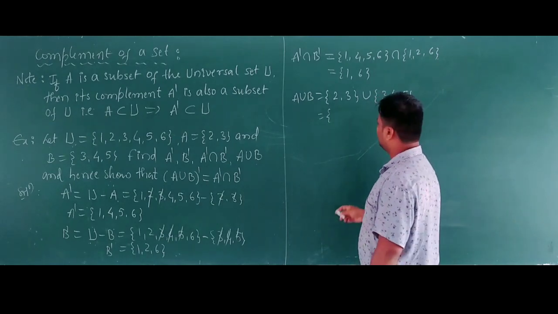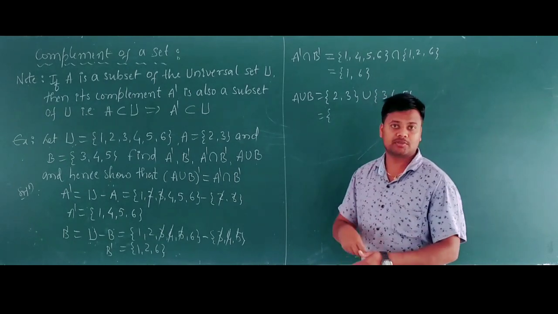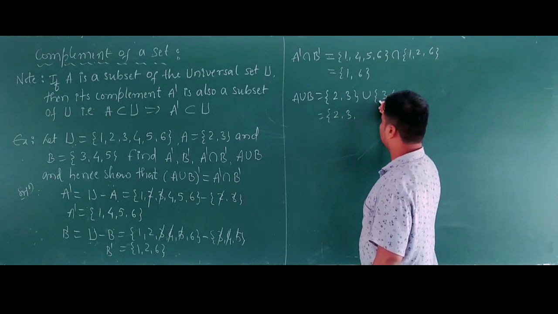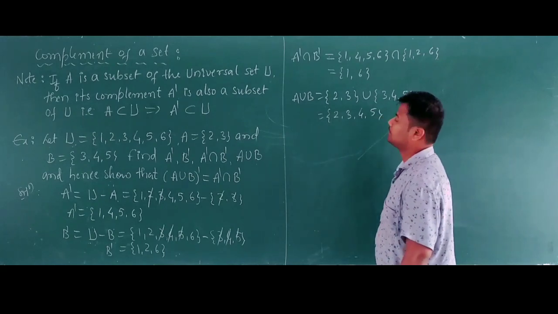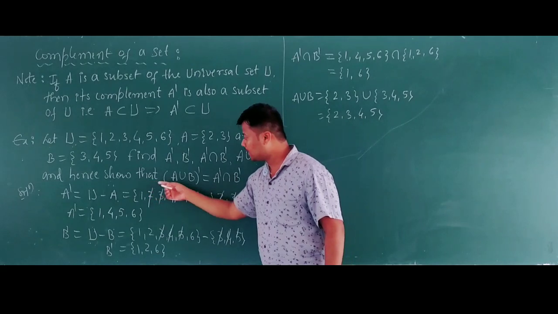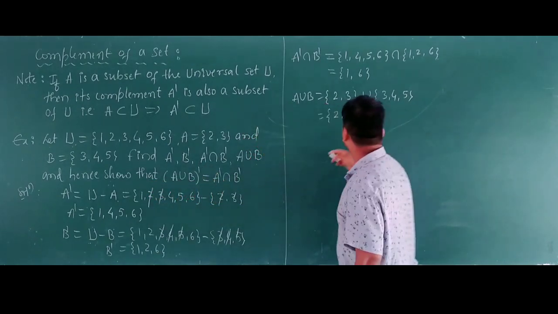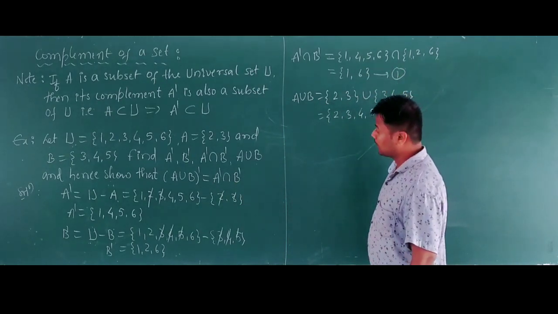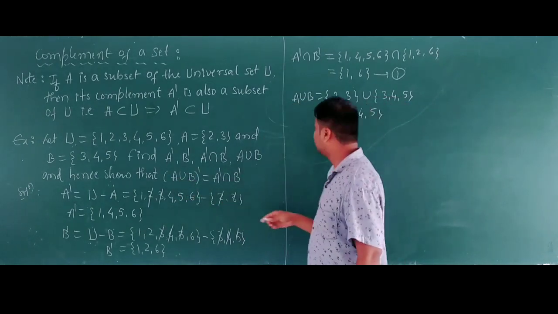Union is the set which contains all the elements of set A and all the elements of set B. Write down the elements of set A: 2, 3, then the elements of set B: 3 is already there, 4, 5. Next, we have to find A union B whole complement.